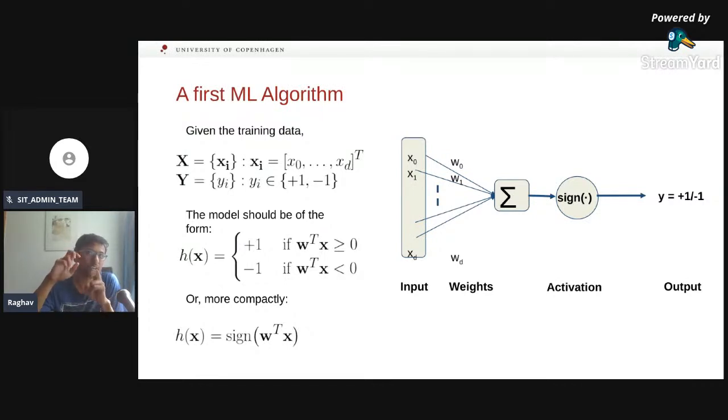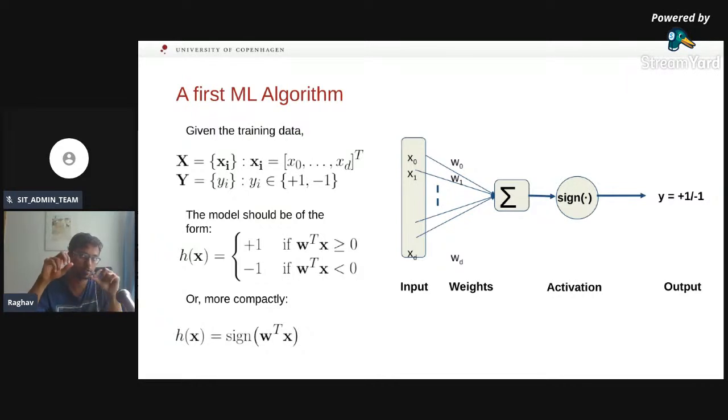Now, what is this weight? It's like the parameters of your straight line. So how do I have to weigh X0 and X1? How do we do this? This is basically the straight line equation. The dot product, W transpose X, is the dot product.